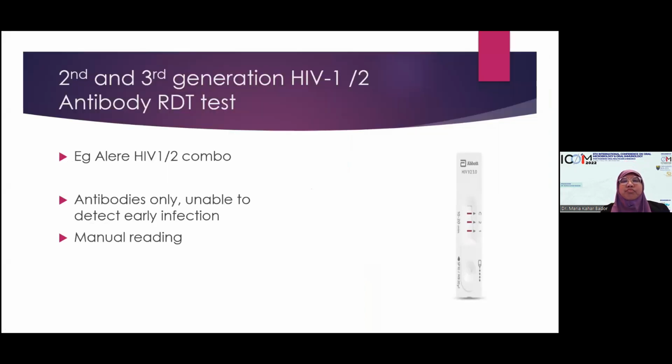Okay. We also then used, as part of our testing, a second or third antibody test, for example, the earlier HIV 1-2 combo. This only detected antibodies. So the disadvantage was that it was useful as another test to help, but because it didn't have P24, it can only detect antibodies. It also required manual reading, but it was quite easy because it's basically an ICT test.